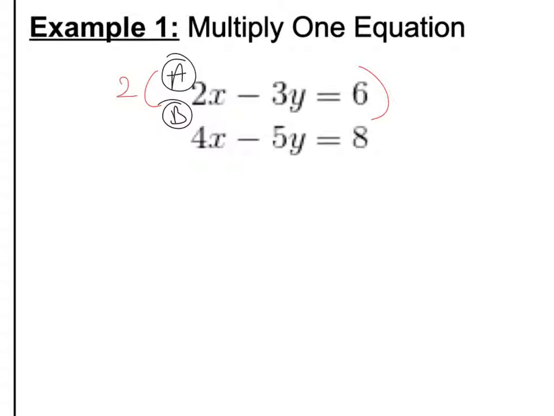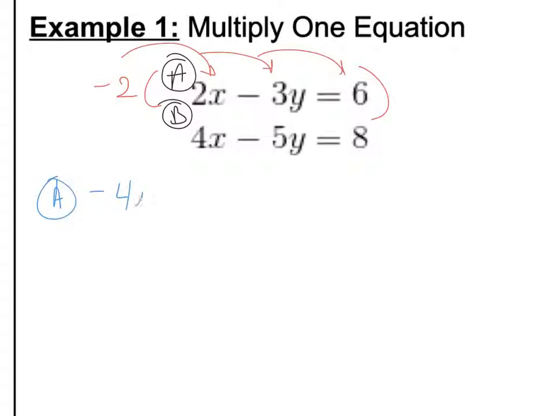But here's the one kicker. You want their signs to be opposite. So since this 4 down here is a positive, we want to multiply this by a negative 2 up above. And then we're just going to distribute it to all three terms. Now this is where you have to be really careful. A lot of times people forget to multiply it to all the terms. So now my A equation is going to look like this.